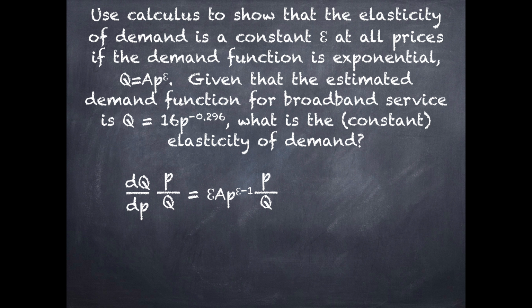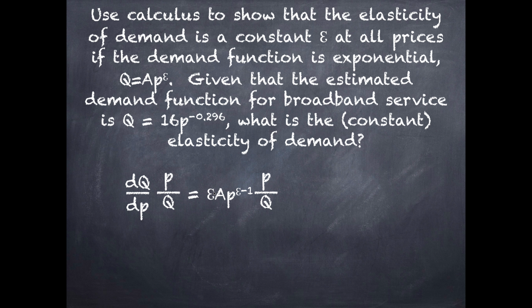So remember, we're taking the change in Q over the change in P. So we have the derivative of quantity with respect to price, and we multiply that by price over quantity. So when we take the derivative of the original demand function, so we have A P to the epsilon, we're taking the derivative of Q with respect to P. And remember, when we take the derivative, we're multiplying by this exponential part in the front and then subtracting 1 off of that.